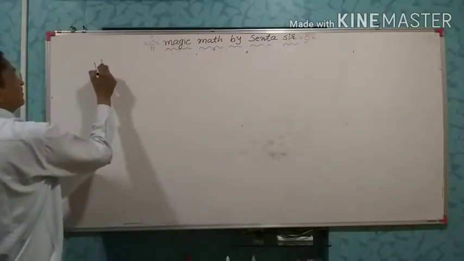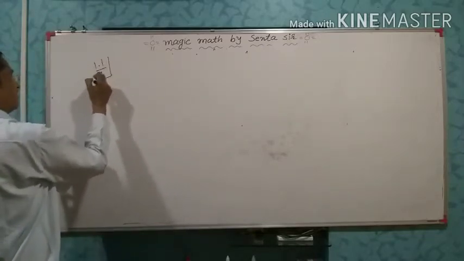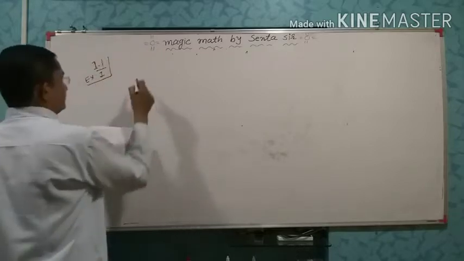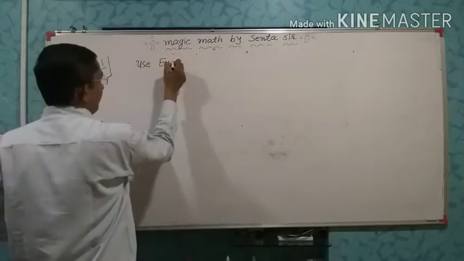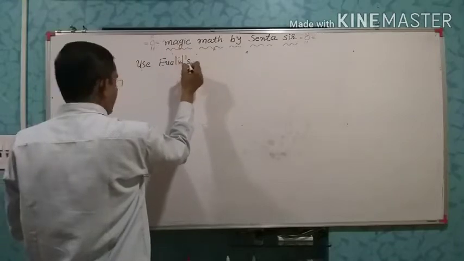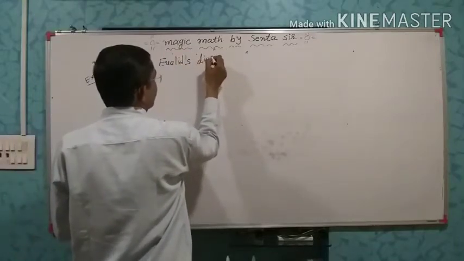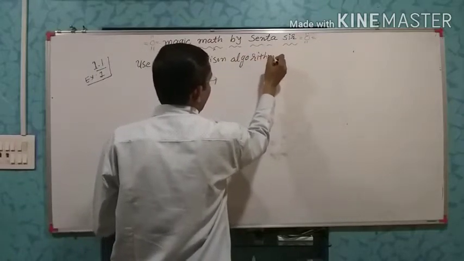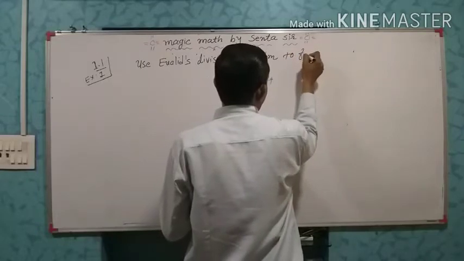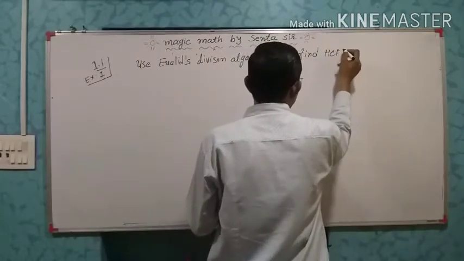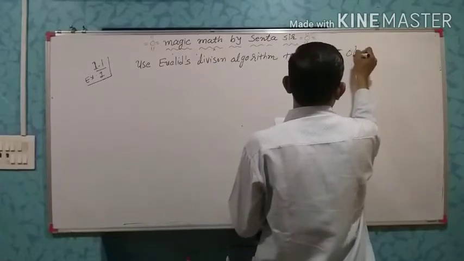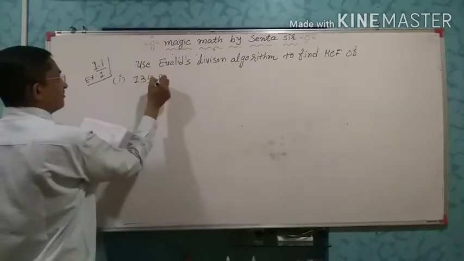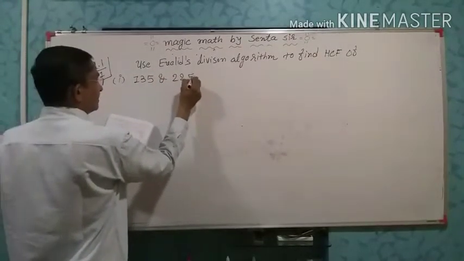Friends, exercise 1.1, example 1. Use Euclid's division algorithm to find the HCF of the first one: 135 and 225.